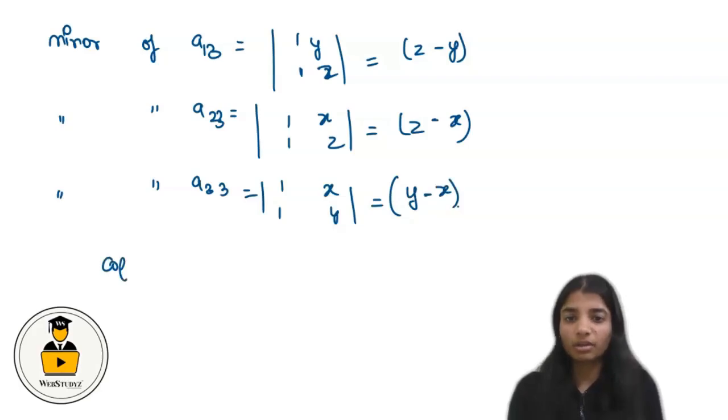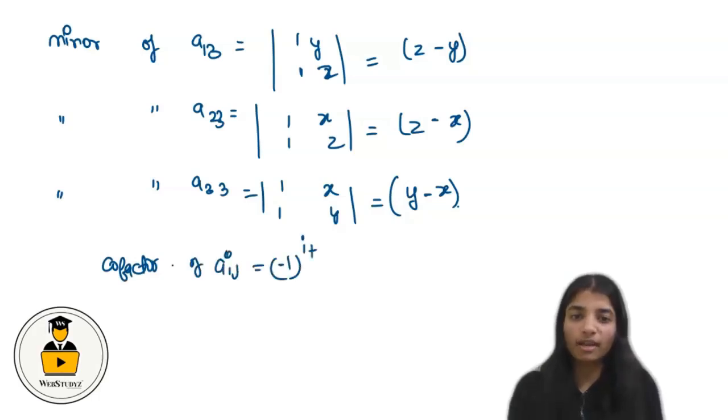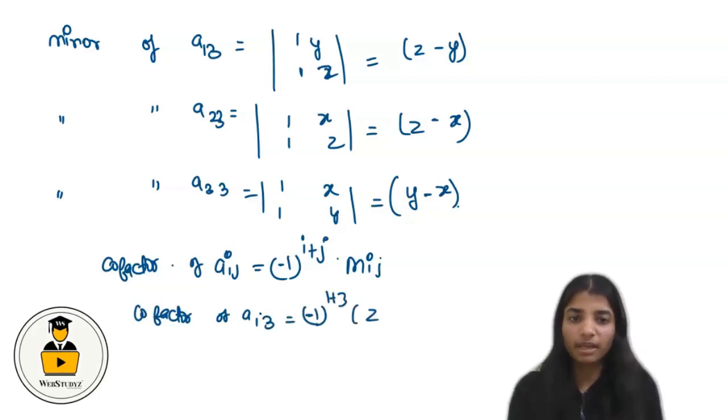Now we have to find the cofactors. We know that the cofactor of aij is minus 1 raised to the power i plus j multiplied by the minor of ij. So the cofactor of a13 is minus 1 raised to the power 1 plus 3 multiplied by z minus y. Minus 1 raised to the power 4 is plus 1, and plus 1 multiplied by z minus y is z minus y.